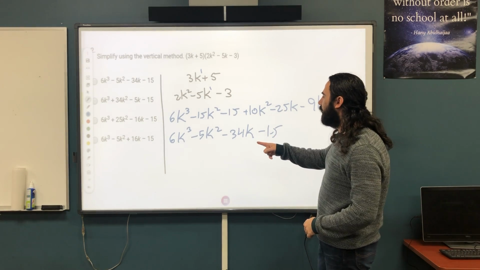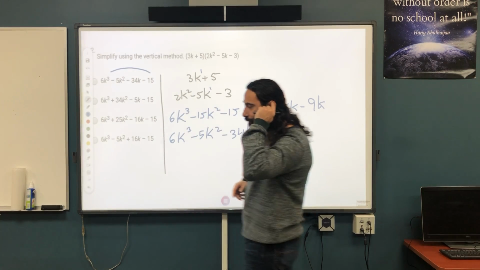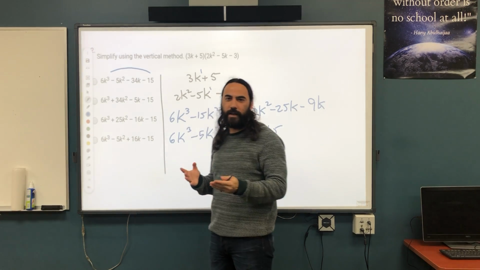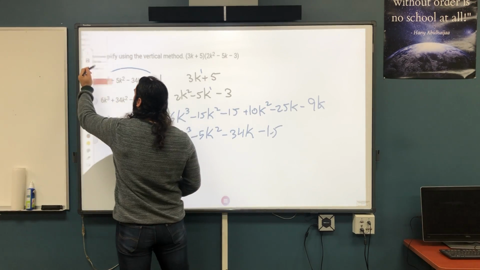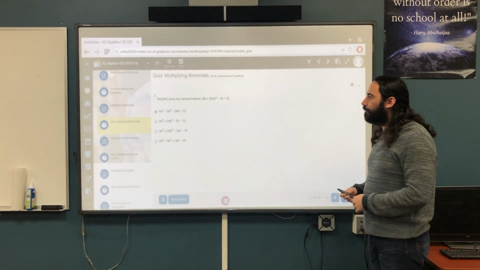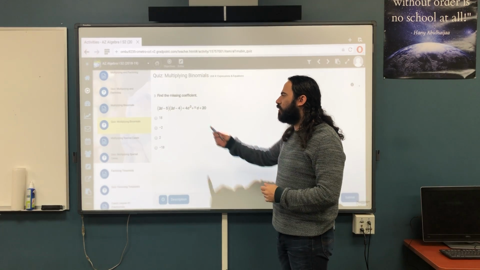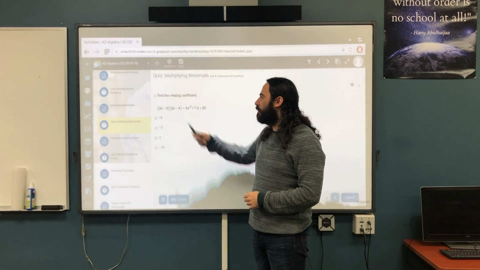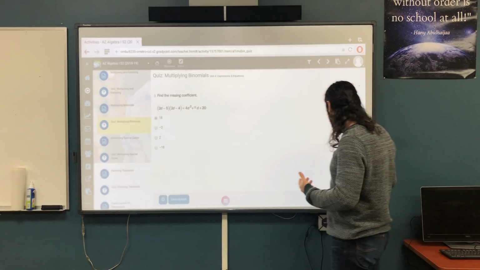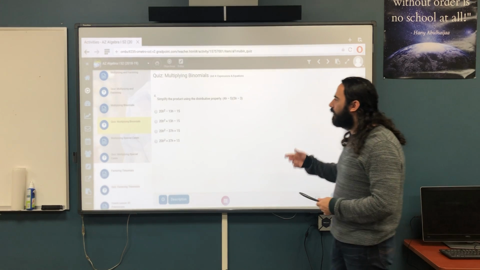So the answer would be, as you can see, 6k cubed, 5k squared. It's going to be the first one. That is it. Guys, you can choose any method you like. Just make sure that you do the multiplication right. Now, this one would be the same. You just need to multiply 2d minus 5 times 2d minus 4. It's the same thing. You need to multiply. All of them, I think, will be the same. The same thing, guys, you need to simplify.